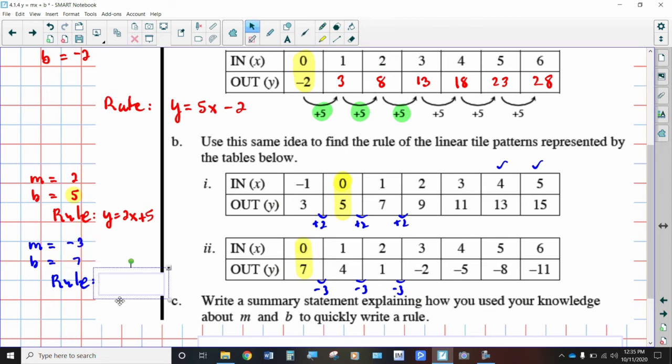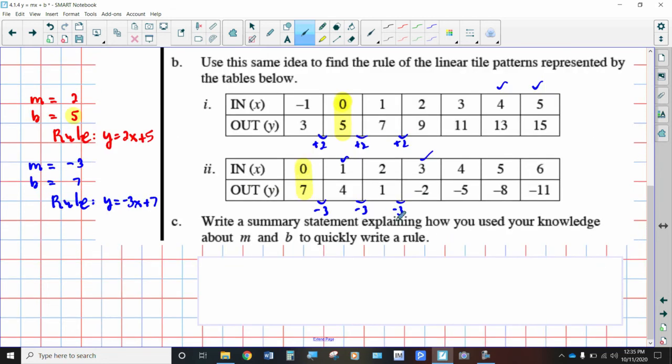So that means that the rule has to be y equals -3x plus 7. So let's test that rule out on 3. -3 times 3 is -9, and -9 plus 7 is -2. Let's try it with this one right here. -3 times 1 is -3, plus 7 is 4. Absolutely. So it works for this one. It worked for this one. It's going to work for all of them.